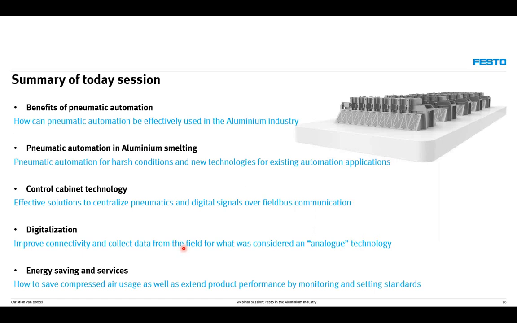Combined with the digitalization tools, we can also make this visible. We can show the numbers, for example, to management. And of course, we are also working to make our facilities more sustainable and reduce our carbon footprint.